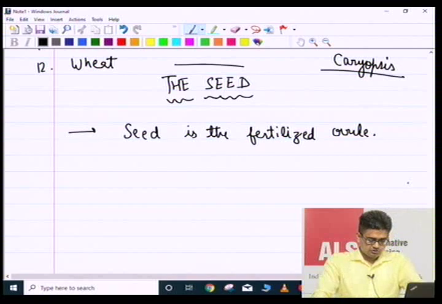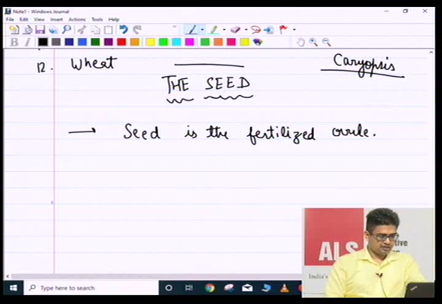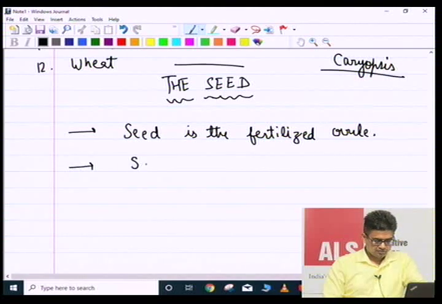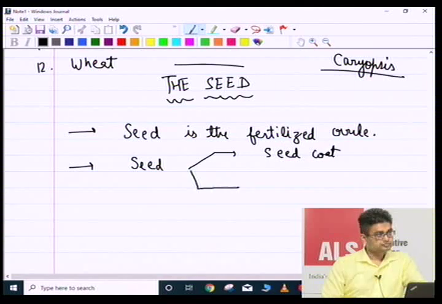Okay. So seed is the fertilized ovule, and seed is made up of seed coat and embryo.